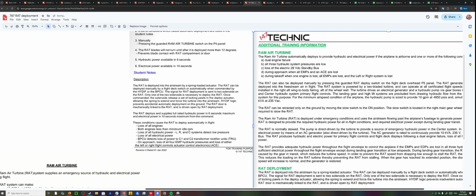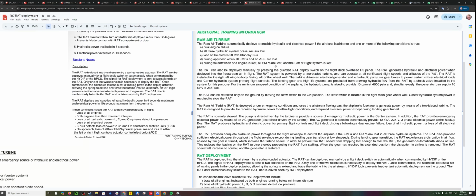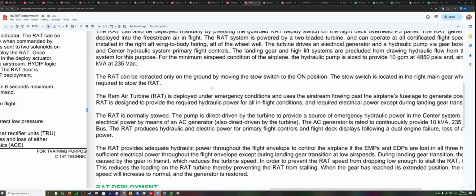Now we're looking at page 180. Okay, the same document then lists it again as dual engine failure. All 3 hydraulic system pressures are low. Loss of the electric 28 volt standby bus. So that's the same again. 1, 2, 3. Forget about the during approach. Forgetting about the takeoff where the engine explodes. These engines didn't explode and pierce the cabin. That didn't happen. All right, and go down, go down, go down.